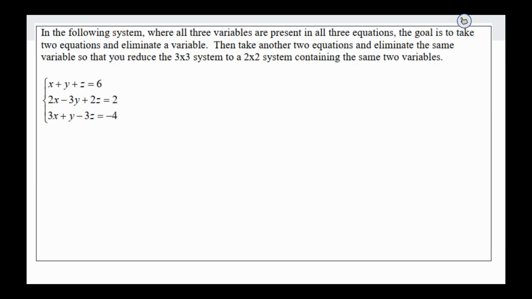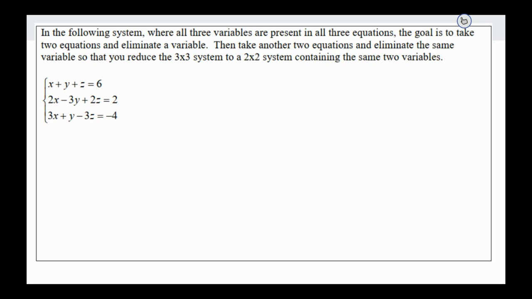Okay, in this system, all three variables are present in all three equations. So our goal is to take two equations and eliminate a variable, then take another two equations, eliminate the same variable, so that you've taken it from a 3x3 to a 2x2, which is a little bit more familiar. All right. So when I did this, I used elimination to get rid of the x. You don't have to get rid of the x. You could pick a different variable. It's just you have to pick the same variable to eliminate first.